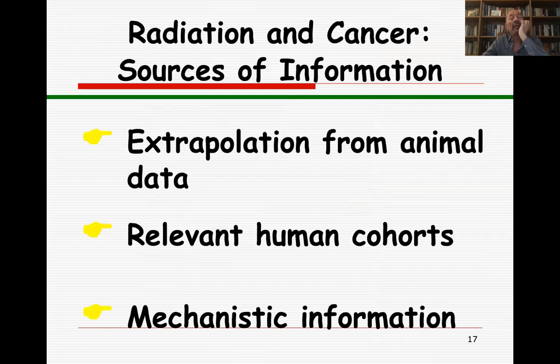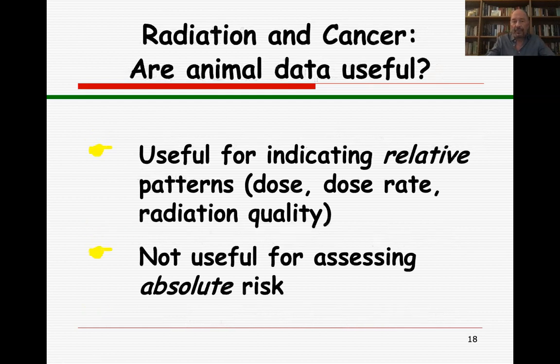But we know that there is radiation-induced cancer essentially from 3 sources of information: animal experiments, human cohorts, epidemiology, and mechanistic information from the mechanisms. The animal data are very useful to study, and we saw already something in radiation carcinogenesis study. Here we will focus on the epidemiology for the relative patterns, but of course they don't give you the absolute risk. You need epidemiology for that.